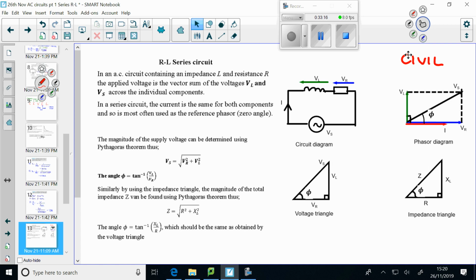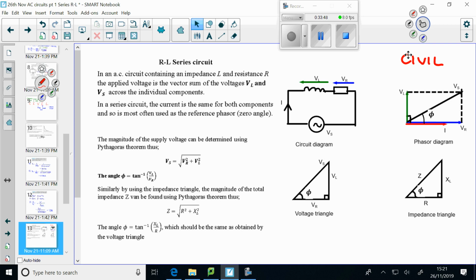So we can calculate the magnitude of Vs using Pythagoras theorem. It's the square root of VR squared plus VL squared. Alright, and we can find the angle using the inverse tangent. The tangent of the angle is the opposite over adjacent. You should remember that from school. Okay, so if we take the inverse tangent of that ratio, we'll find this angle in here. So that's the voltage triangle.